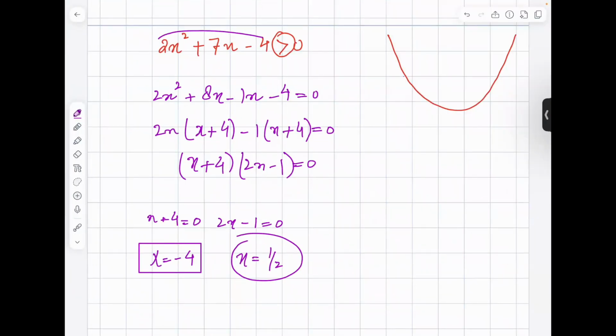X is minus 4 and 1 by 2. So these are your answers. That would be 1 by 2 and this is equal to minus 4. Now this has to be greater than 0. That means the portion of the graph where the curve is above the x-axis. So this is the answer and this is the answer. Right?